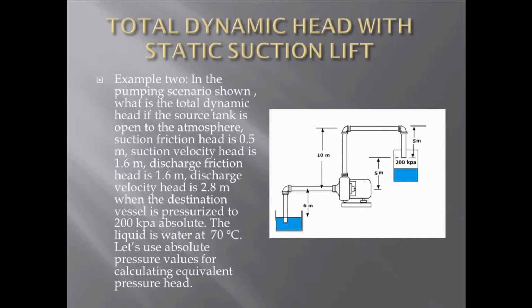Example 2. In the pumping scenario shown, what is the total dynamic head if the source tank is open to the atmosphere? Suction friction head is 0.5 meters. Suction velocity head is 1.6 meters. Discharge friction head is 1.6 meters. Discharge velocity head is 2.8 meters.